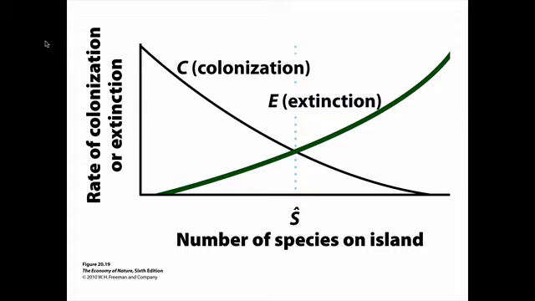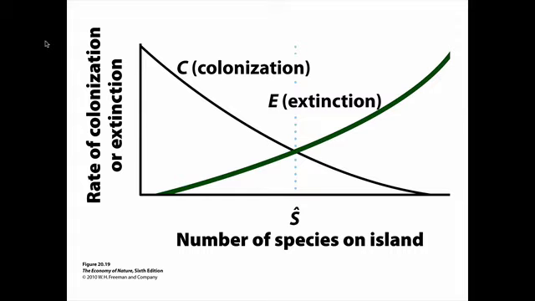All right, well, why would the extinction rate increase? Well, for one thing, if you have 0 species on the island, how many species could possibly go extinct? 0. If you have 50 species on the island, how many species could potentially go extinct? 50, right. So this has to be an increasing curve in some fashion.